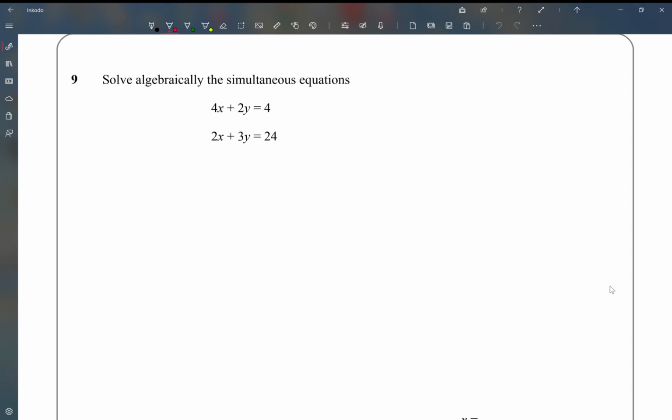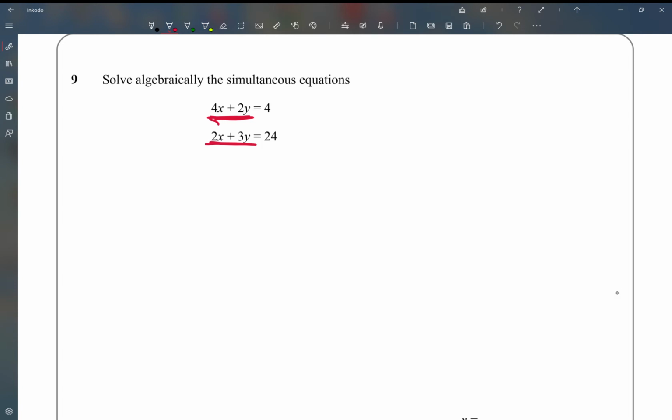Okay, so here we have an algebraic simultaneous equation. If you just pause the video now if you want to have a go before I explain how to do this. Okay, the easiest way to do this is you can see that the x's and the y's are different. So the 4x and the 2x and the 3y, they're different. So the x's aren't the same and neither are the y's.